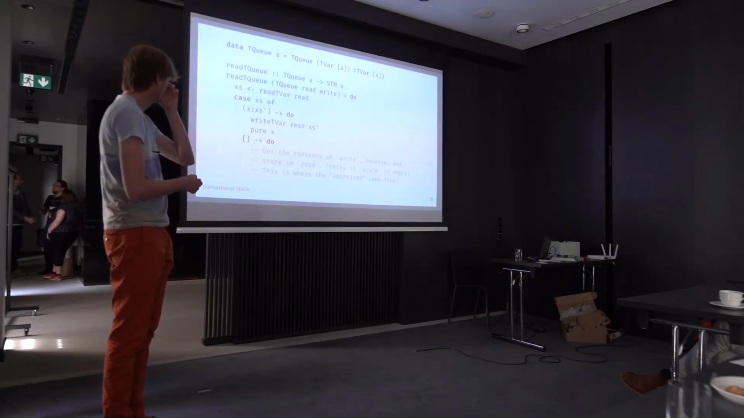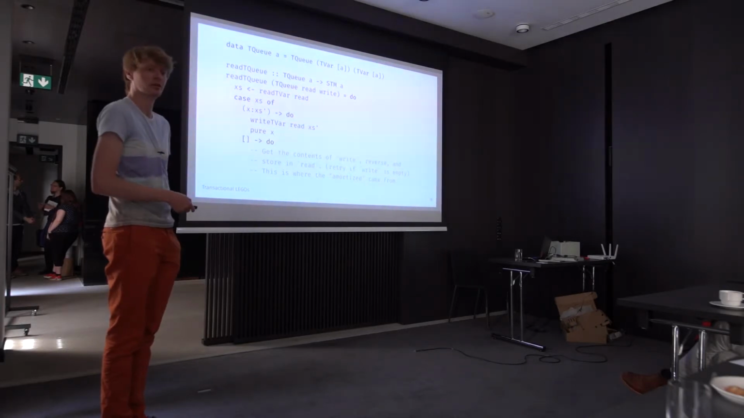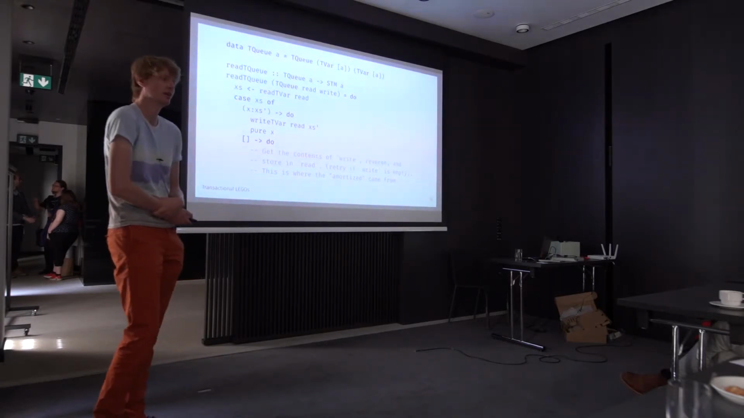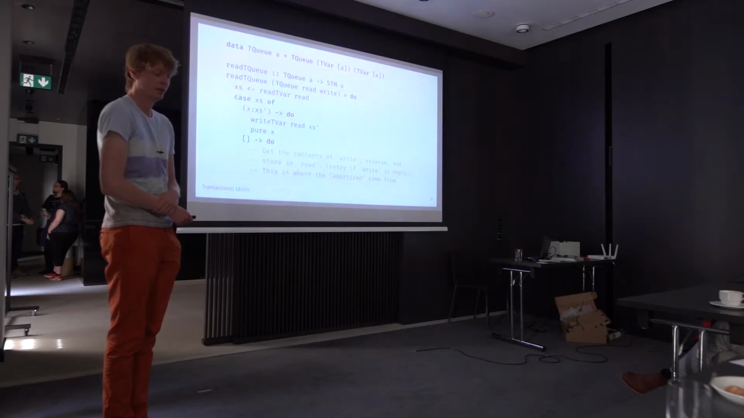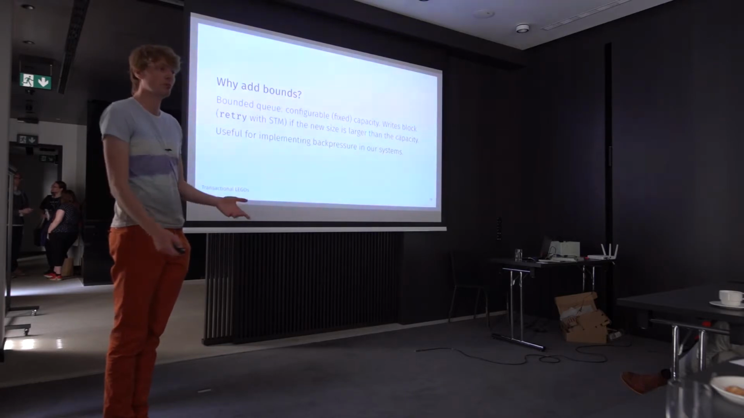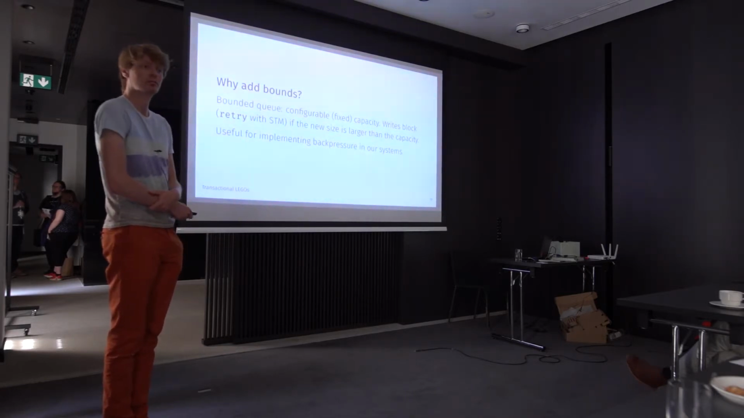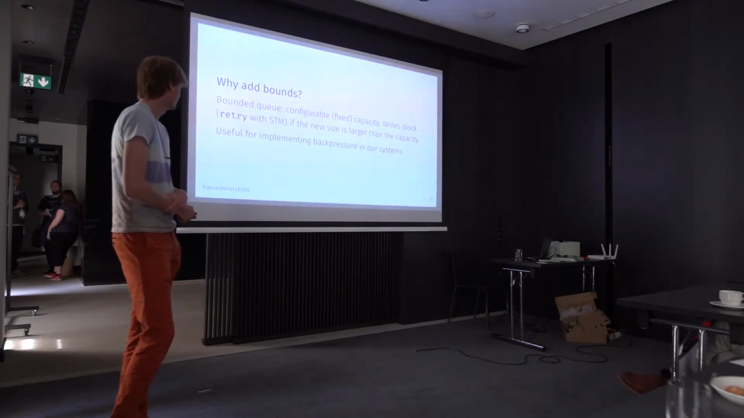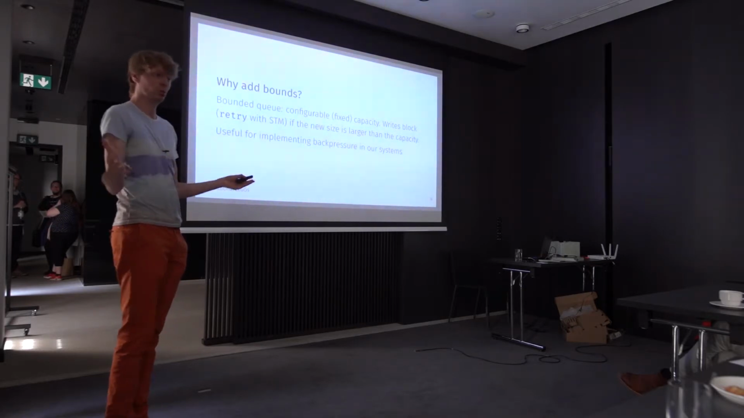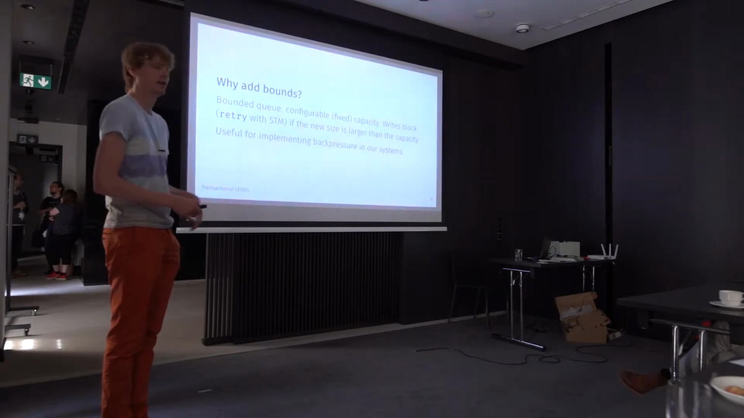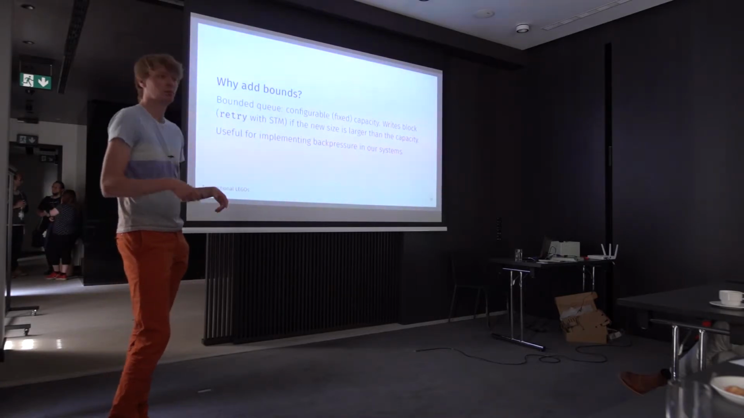An observation here is that this queue is unbounded, right? It can contain an infinite amount of elements, or at least however many we can store in our memory. So sometimes you want to add bounds to a queue. A bounded queue is a queue with a configurable capacity. If the queue is full, because there are as many elements in it as there is capacity, then we block. And this can be useful for implementing back pressure.